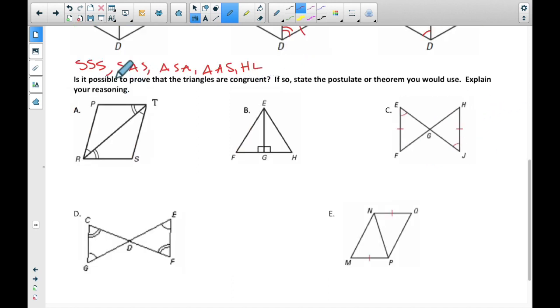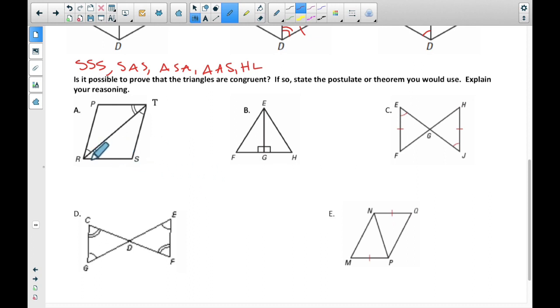Okay, so here are our choices on this next section. Side, side, side, side, angle, side, angle, side, angle, or angle, angle, side, or the HL theorem, which we haven't actually learned yet, so maybe that's not a choice. But we're going to choose between these four. Is it possible to prove that triangles are congruent? If so, state the postulate or theorem you would use and explain your reasoning.